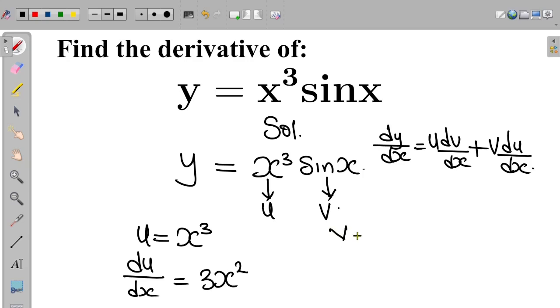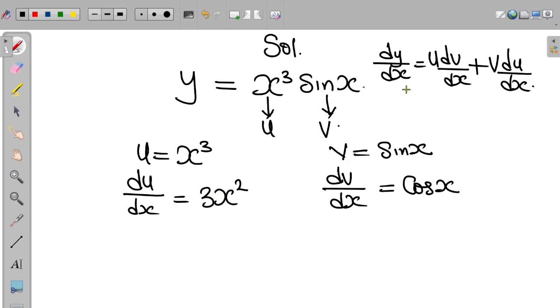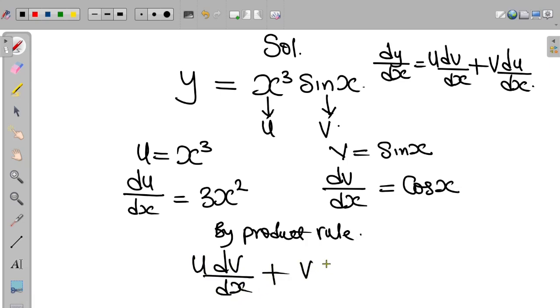Also, we have that v is equal to sine x, and if we differentiate v with respect to x, we have that dv over dx is equal to cos x. So at this point, we have u, we have du over dx, we have v, and we have dv over dx. Thus, by product rule, we have that this becomes u dv over dx plus v du over dx.